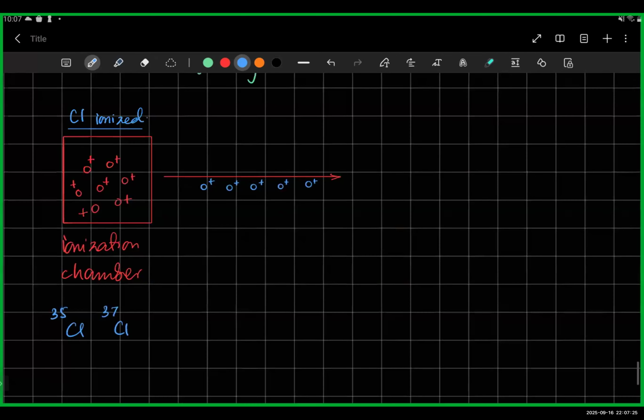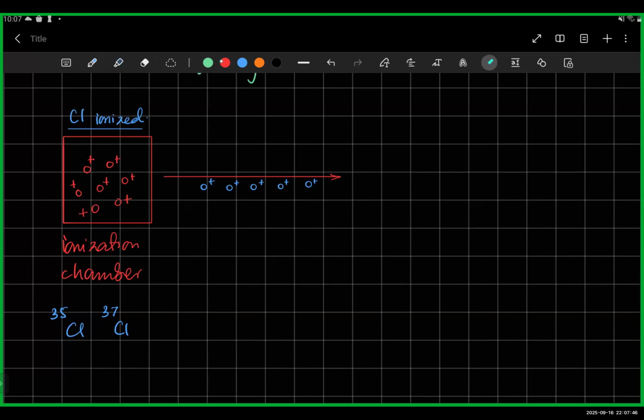So chlorine is getting ionized. One of the chlorine atoms is slightly lighter and one is slightly heavier. The heavier one has a few more neutrons. The lighter one is 35, so how many neutrons? 18, and the other one has 20 neutrons.